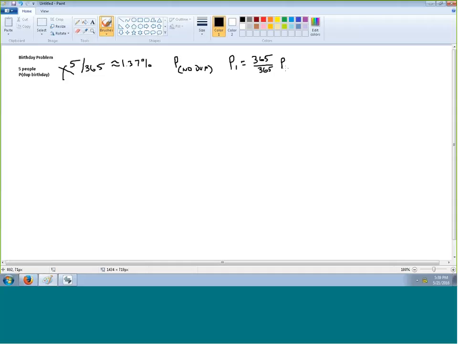Now, person 2 is a little bit different. We already have a birthday on the list. That leaves us with 364 days remaining that will not cause duplicates, out of the 365 days this person could have been born on. Same thing with person 3. Now we have 2 names on the list, and we're down to 363 free days out of the 365 days they may have been born on. Same with person 4, 362, because now we're down 3 days, and person 5 lastly.